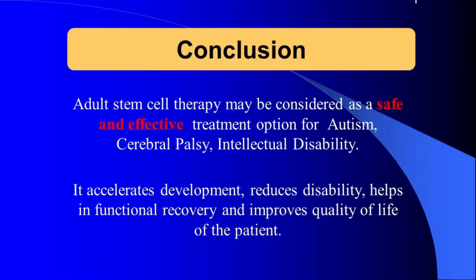So my conclusion is that adult stem cell therapy that we use may be considered a safe and effective treatment option for autism, cerebral palsy, and intellectual disability. It accelerates development, reduces disability, helps in functional recovery, and improves the quality of his life.